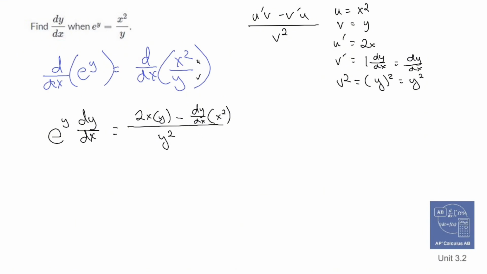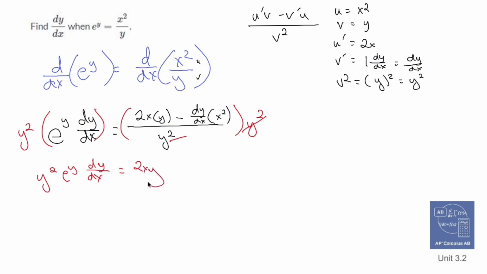So let's do this. Let's multiply both sides by y squared. So we get y squared e to the y dy/dx. Let's clean up the numerator a little bit. So we get 2xy minus x squared dy/dx. I have to get both of my dy/dx's on the same side. So I have to add x squared dy/dx to both sides.